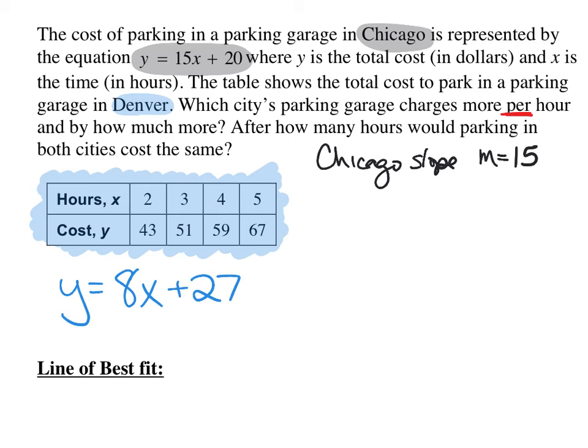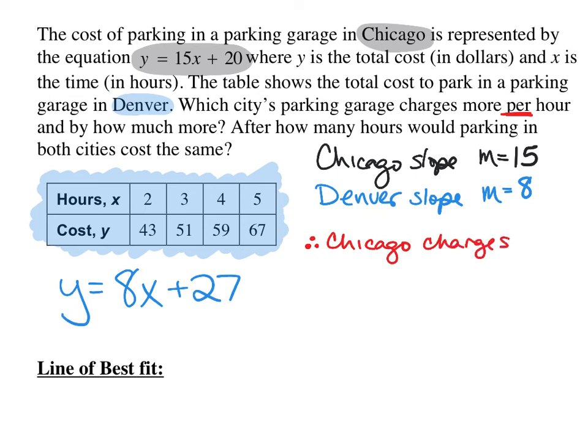Okay. So my question for you now, if we look at this equation and we have Denver's slope, what is the slope of the Denver equation? 8. So which city's parking garage charges more per hour? Chicago charges more. So we're going to say, therefore, Chicago charges more. And how much more? $7 more per hour.